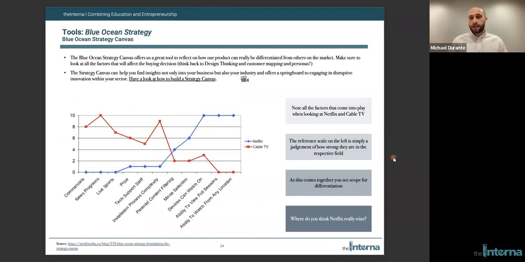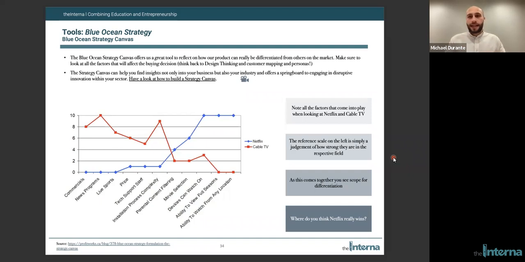And one of the tools which I really like and really encourage you to use is something called the Blue Ocean Strategy Canvas. What this does is it essentially brings together your idea, your business, and tries to compare it against somebody else in the market. So let's take this example here, where we've got Netflix versus cable TV. Now, what we want to do is have a graph which on the x-axis, on the horizontal line at the bottom, has all of the different differentiators or factors that are relevant to your particular industry, right?